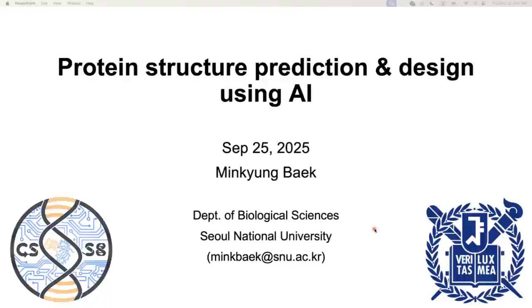So today we're discussing how AI has revolutionized our ability to predict protein structures and interactions, and also design new functional proteins, mainly focusing on advances my colleagues and I have made in this rapidly evolving field.